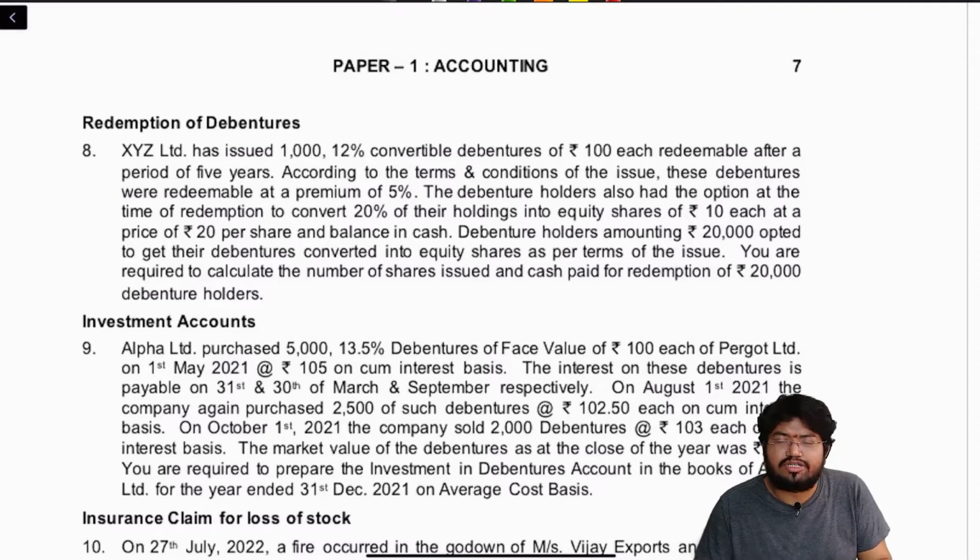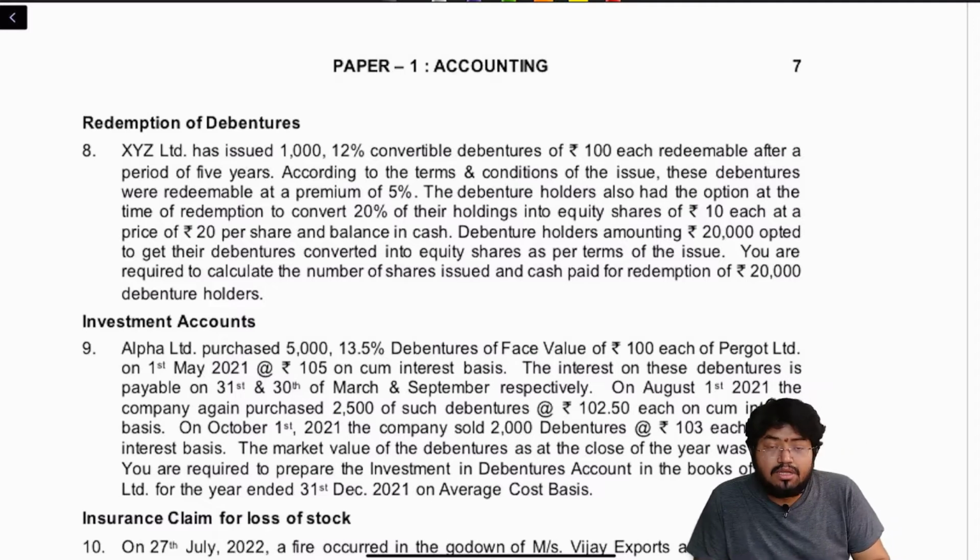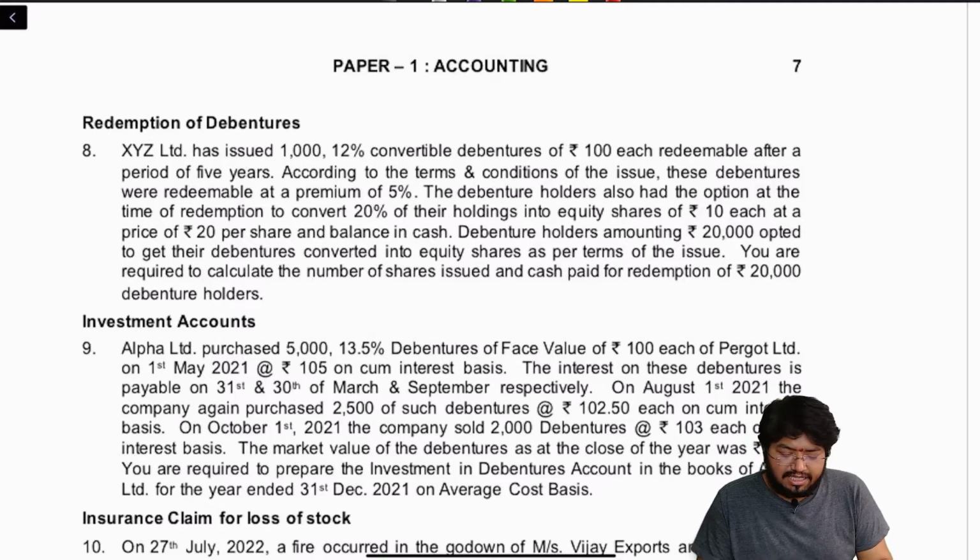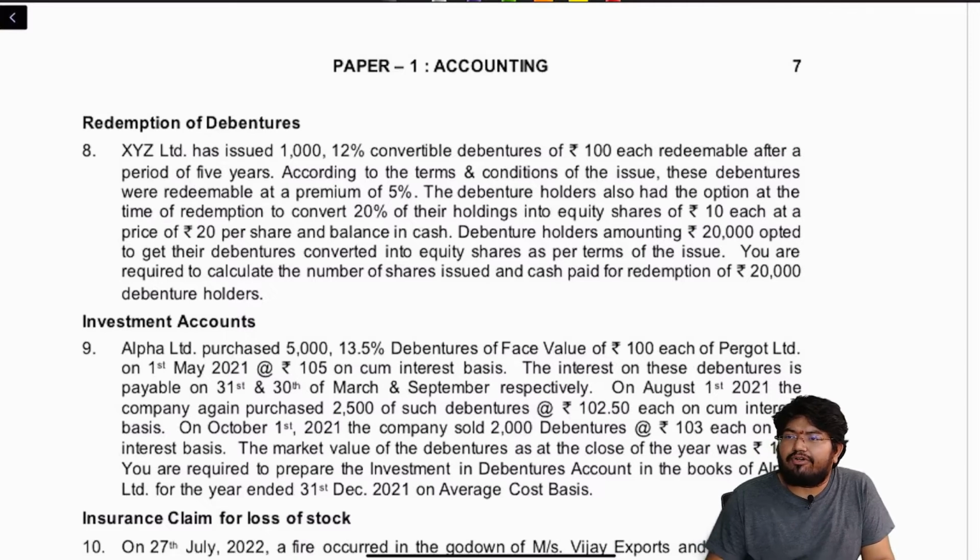Let's read through this question, redemption of debentures as well. XYZ Limited had issued 10.5% convertible debentures of 100 each, redeemable after a period of 5 years. According to the terms and conditions of the issue, these debentures were redeemable at a premium of 5%.